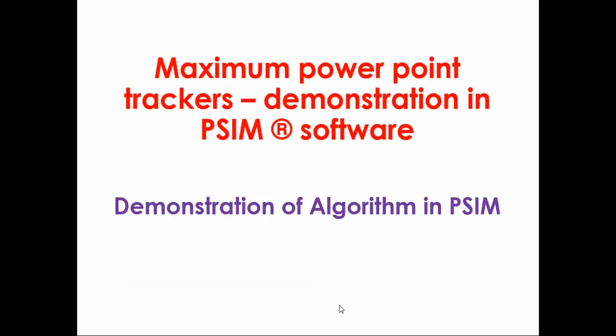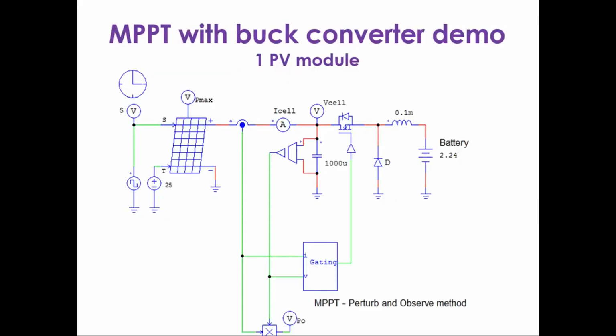Now let us begin with the demonstration of the algorithm in the PSIM software. The same converter I have used, that is the buck converter, but now this buck converter is connected with the photovoltaic module and a battery of 24 volt is connected.